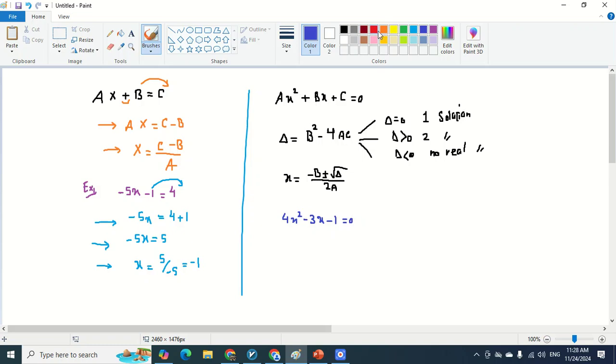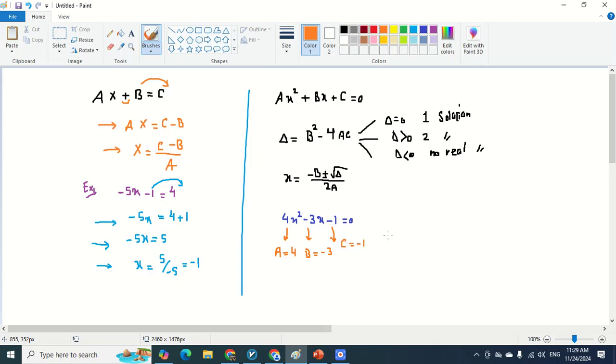Right now, we should determine the value for a, b, and c. Over here, you can see the corresponding values: a is equal to 4, the coefficient of x squared. The coefficient of x, which determines the value for b, is minus 3. And the constant part c is equal to minus 1.